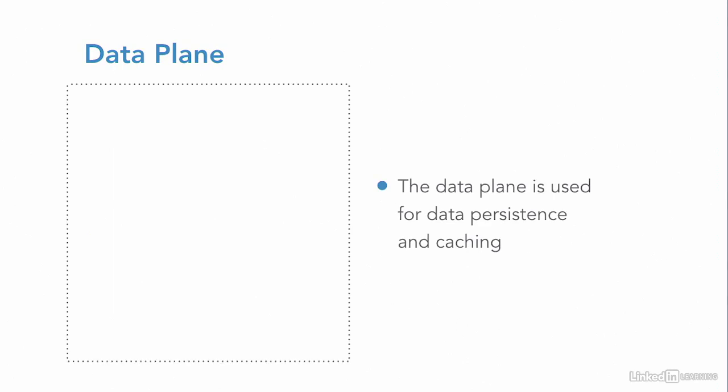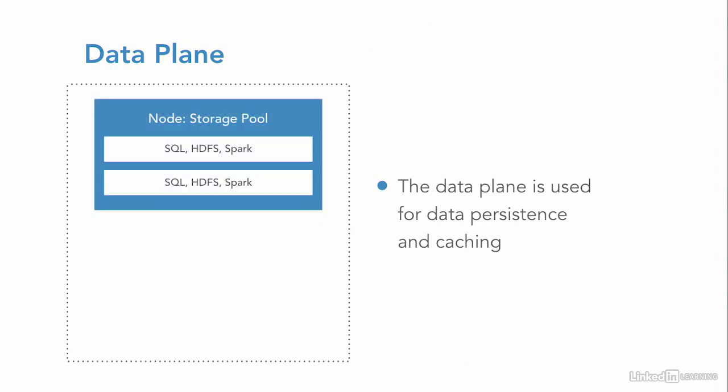And finally, we have the data plane. Nodes in the big data cluster's data plane are used for data persistence and caching. Storage pool nodes contain pods that are made up of SQL Server on Linux, Spark, and HDFS containers. All of the nodes in the storage pool are part of an HDFS cluster, and these nodes are responsible for data ingestion through Spark and data accessed and stored in the Hadoop Distributed File System.